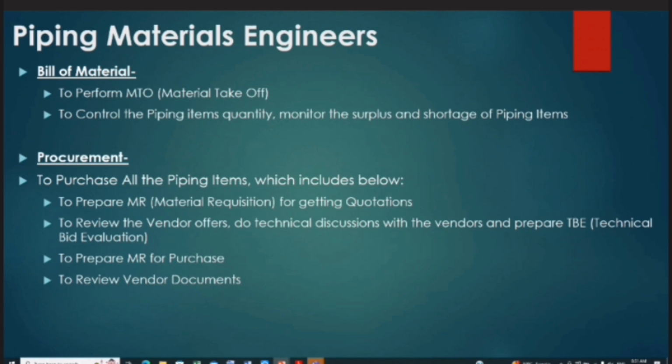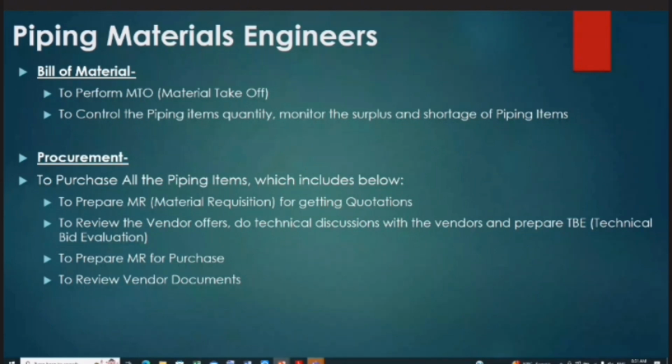So when I say for the technical purpose, it means, let us say I have asked for a 10-inch pipe of 10 mm thickness. Now the vendor is saying instead of 10 mm, he can give 9.5 mm of thickness. So actually this is a deviation to our requirement. Then as a piping material engineer, it is my duty to check whether that 9.5 mm is suitable or not. So this is called a technical clarification or technical decision.